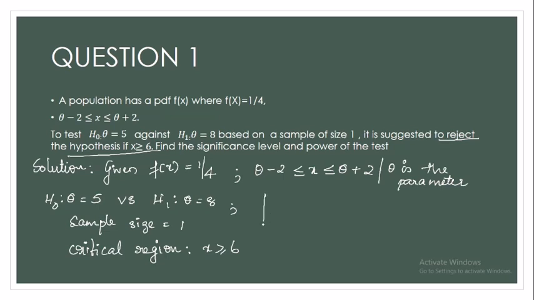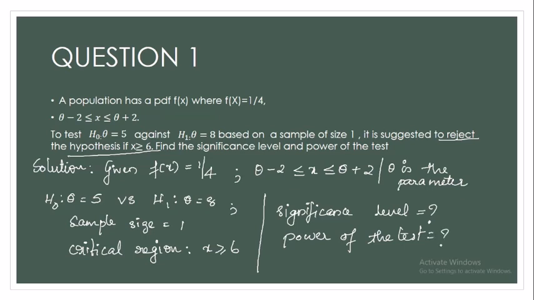Then what are we asked to find out? We have to find out the significance level and the power of the test. So there are two things that you have to find out in this problem. Let's have a look at how to find out the significance level.